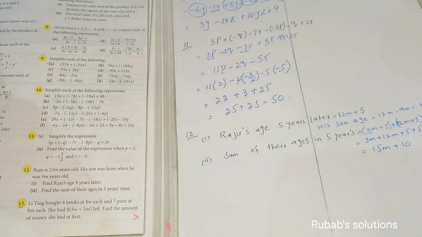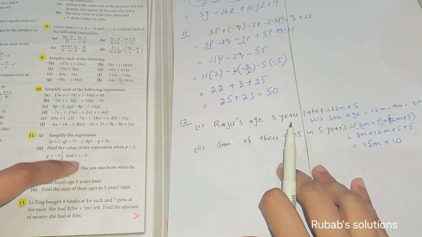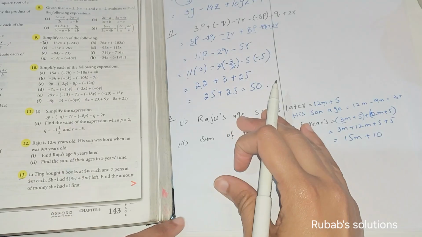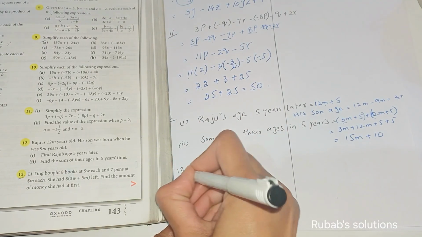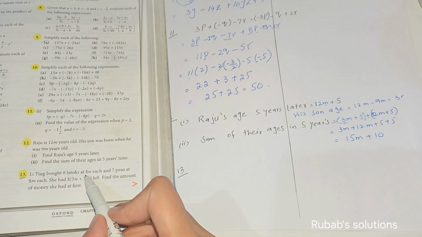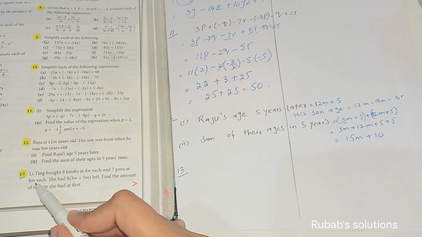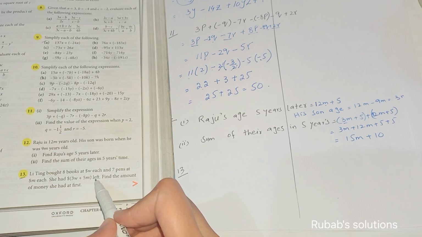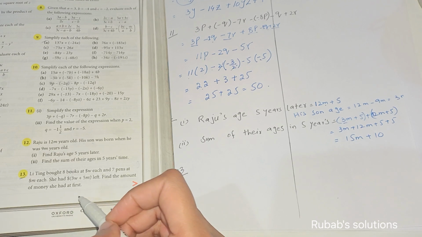Moving towards question number 13, and in question number 13 they are saying that Li Tang bought 8 books at W each and 7 pens at M each. She had 3W plus 5M left. Find the amount of money she had at first.